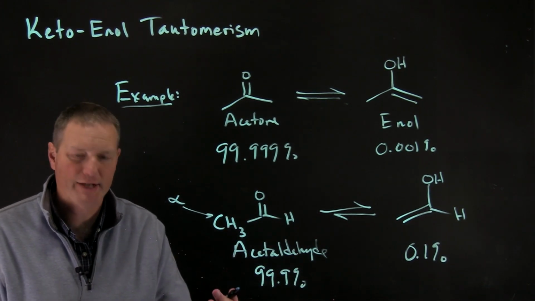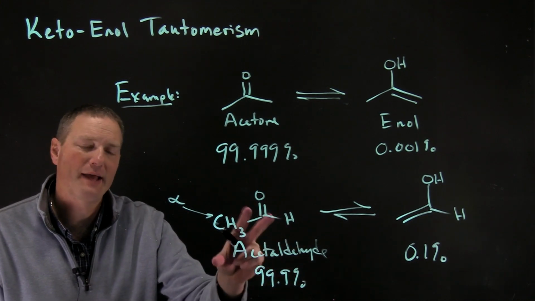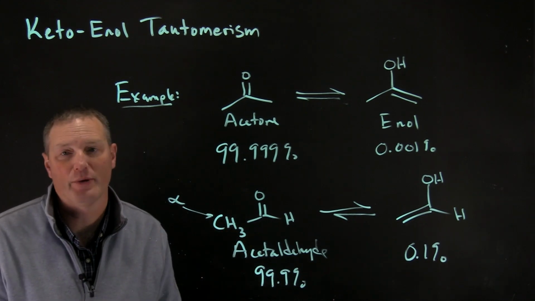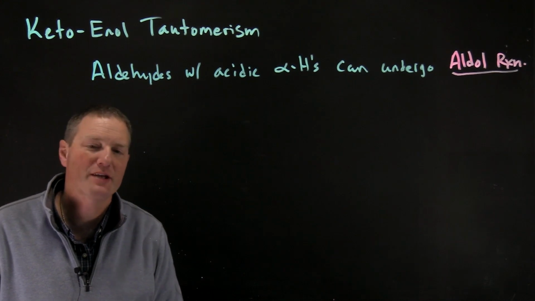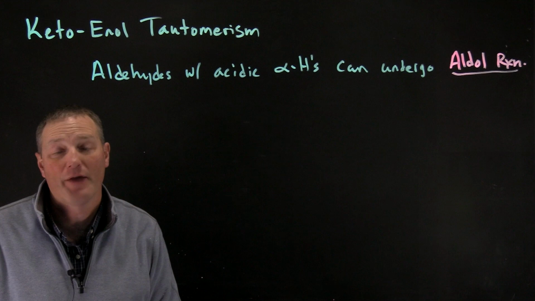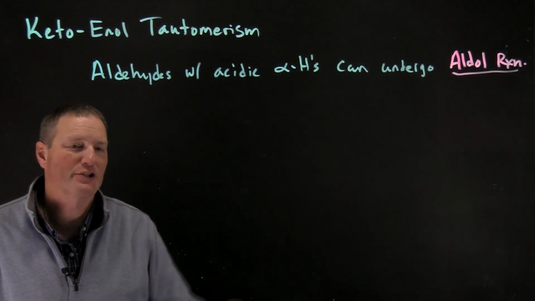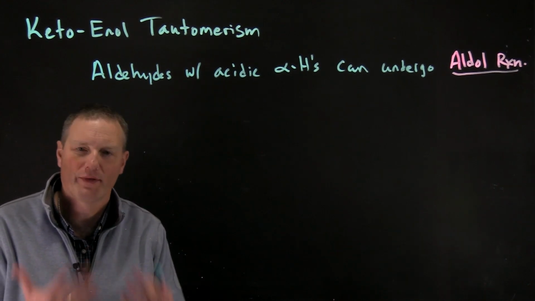So as we'll see in the next section of the video, it turns out if you have a mixture of aldehydes, they can undergo a very special reaction because of this keto-enol tautomerism. As I just mentioned, if you have a mixture of aldehydes that have acidic alpha hydrogens on that alpha carbon next to the aldehyde, these can undergo a special reaction called an Aldol reaction. Let me just show you what one of these would look like.